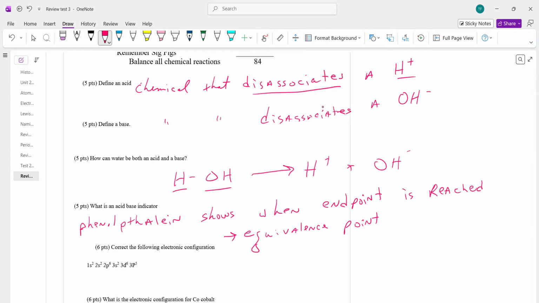And there's one equivalence point per H that comes off. So if you have a diprotic acid, two H's come off, so you have two equivalence points. Phosphoric acid has three, vitamin C has three, so that's three equivalence points.